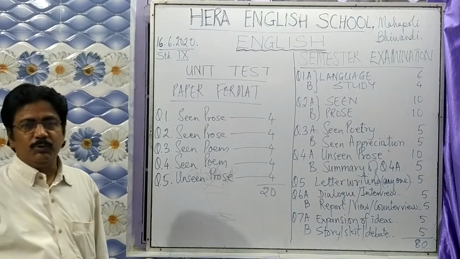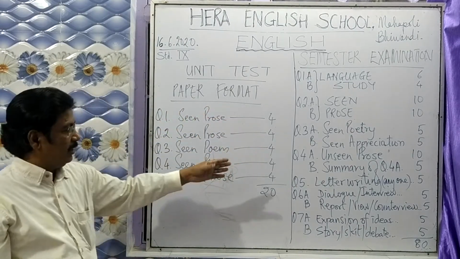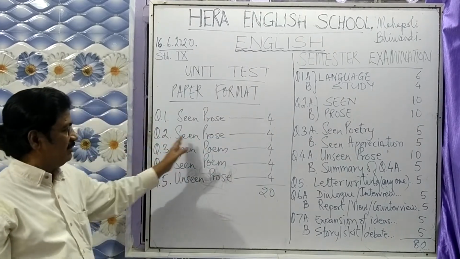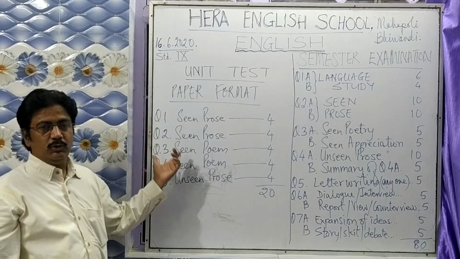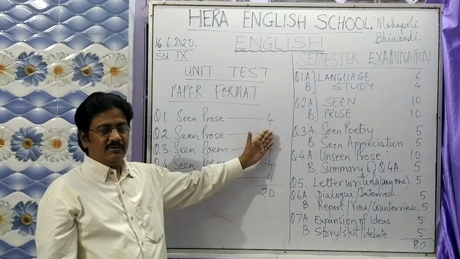Well, the unit test portion, your format is simple and straightforward. It will be of 20 marks, where each question has 4 marks each. Question number 1, 2, 3, 4, 5, each bearing 4 marks.